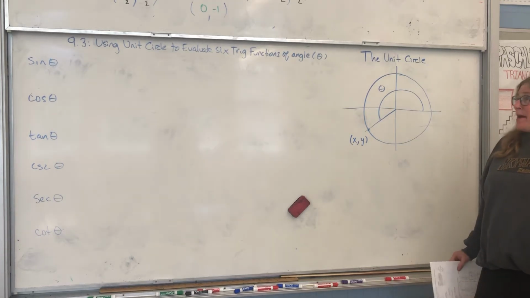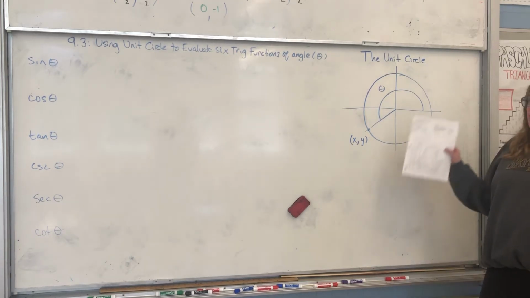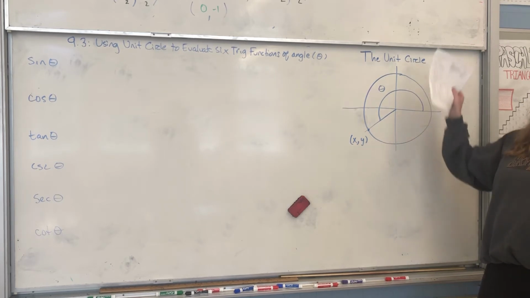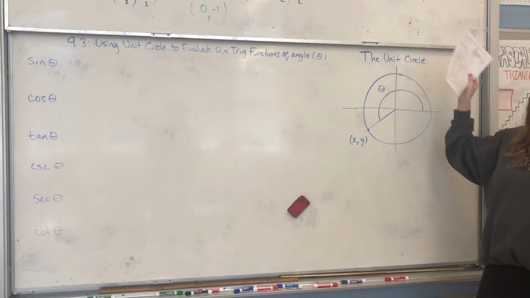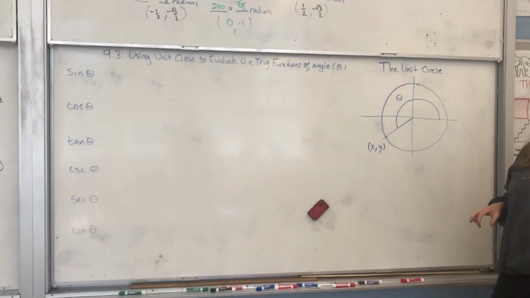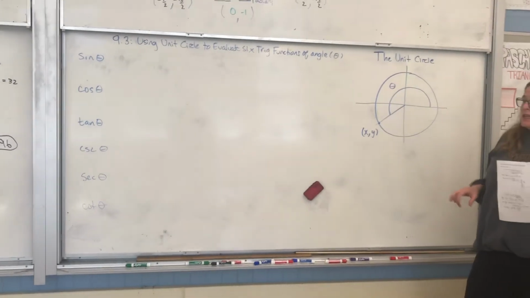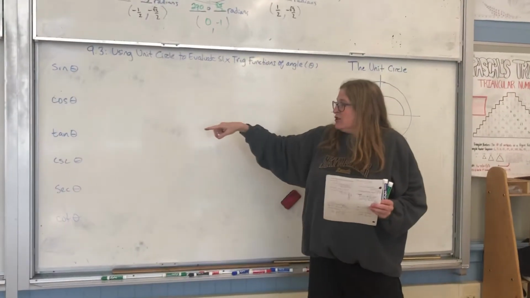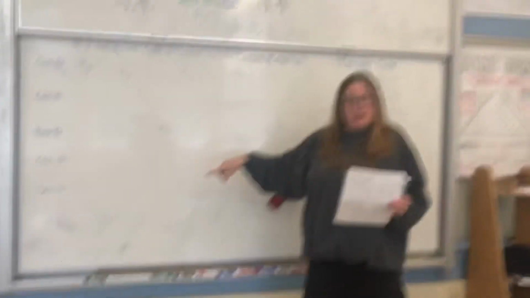Okay guys, so remember how last time we created that beautiful unit circle? Well, that's right above us, so we are going to use the unit circle today. We're going to use it to evaluate the 6 trig functions that we learned in chapter 9.1. Sine, cosine, tangent, cosecant, secant, and cotangent.